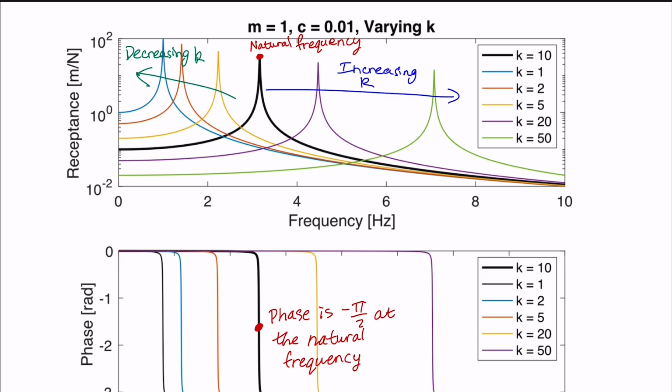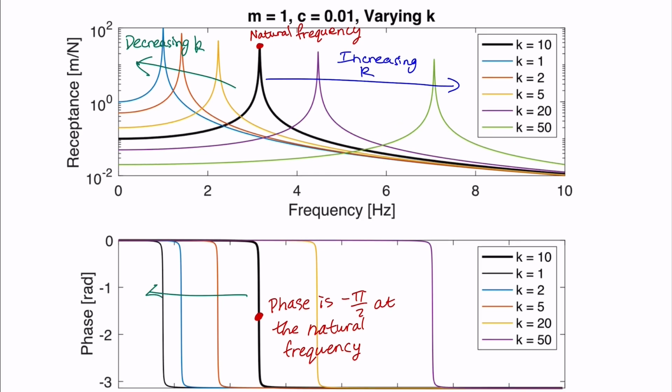So one thing you can do when you're looking at an experimental signal, if you want to get very accurate natural frequencies, you can look at the phase and determine when it's minus pi over 2 and do an interpolation, which is much more accurate than doing an extrapolation on the magnitude, and use that to determine your natural frequency. So in this case, when we decrease K, we're shifting the phase backwards. And we shift the phase to the right when we increase K.